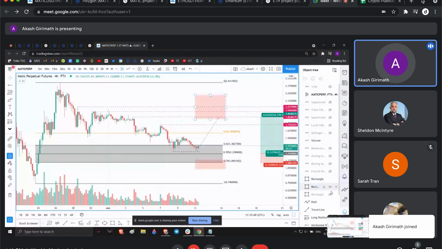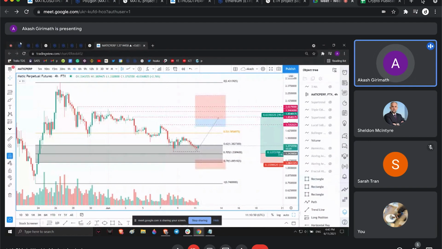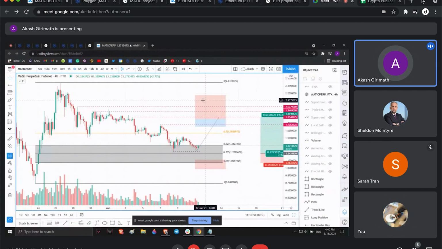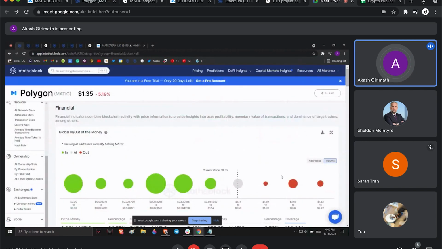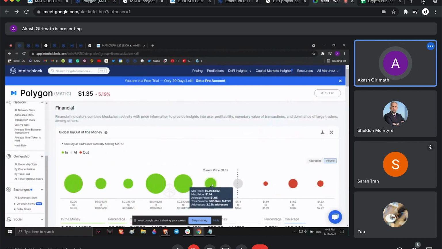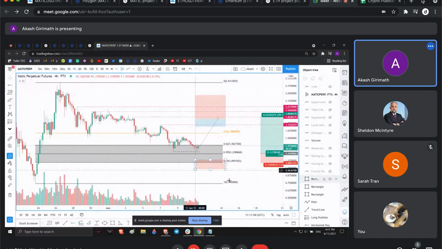Right, so from the global IO map, this level is the one that we're seeing here, and the one before it, the shorter, smaller one, is this here. And the support that we see is all the way down here, if you were to visualize it this way. So this is the only reason why I'm still not overly bullish on MATIC.